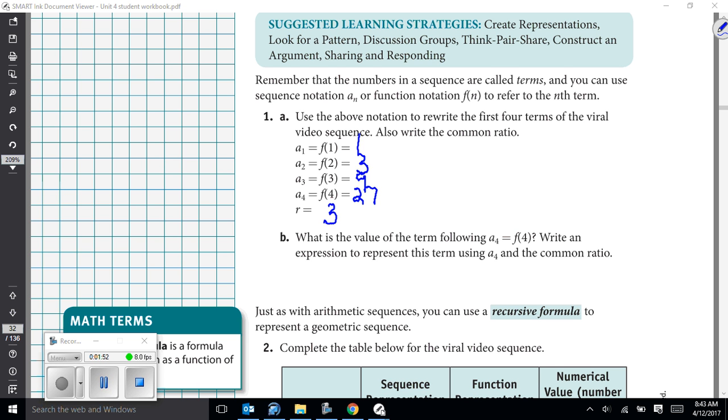And then what it says, also write the common ratio. So each time, what was happening? Okay, so multiplying by 3.